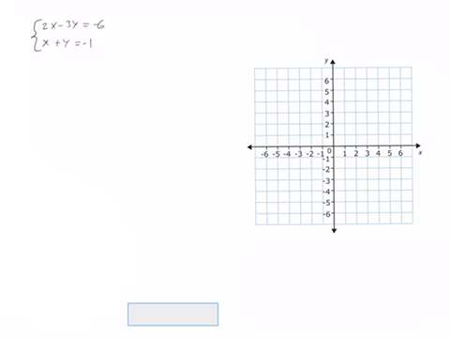Alright, here's another one. It looks like we're going to have to solve both of these for y first. So let's go ahead and solve this first one here. I'm going to add 3y to both sides. So I'm going to have 2x is equal to 3y minus 6. Add 6. Switching sides here, I'm going to have 3y is equal to 2x plus 6.